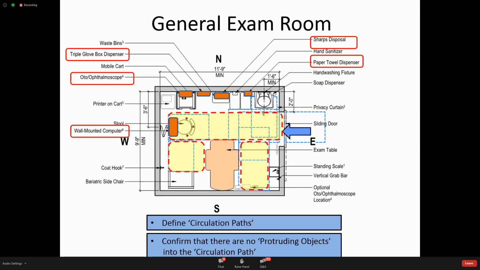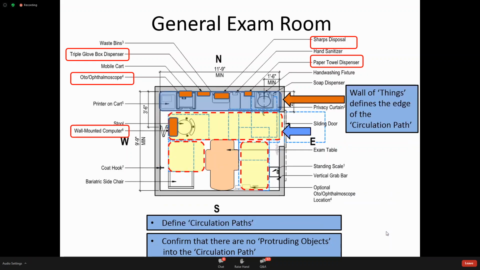So here's what I've done with this. The reason I'm giving you the long setup, I've created a concept. I've just made this up myself. It is the wall of things. In our case, we've got a whole wall where we've got a mobile cart, waste cans, the hand washing fixture and stuff. The point is any one of them could be taken out, but as a grouping, it defines the edge of where my circulation path is.